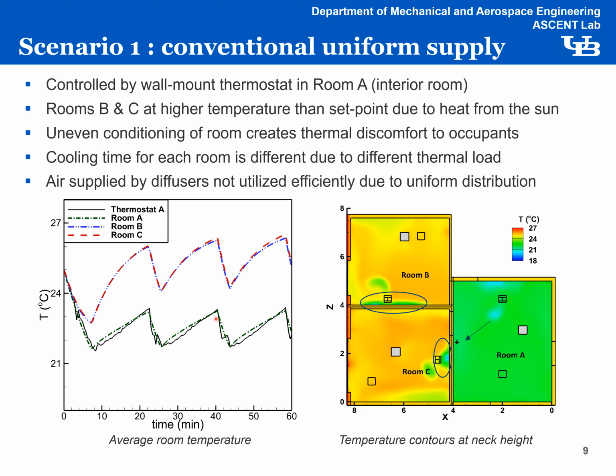The higher temperature in rooms B and C is because of the excess heat from the sun. Moreover, the diffuser in these rooms supplies a portion of air towards the wall. This air can be utilized more efficiently to condition the additional cooling requirements. Due to the uneven distribution of thermal load, the cooling time for rooms B and C is more, hence the diffusers need to remain on for a longer duration to provide thermal comfort to occupants in those rooms.